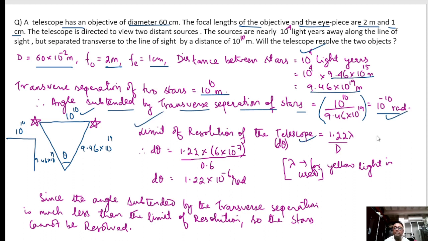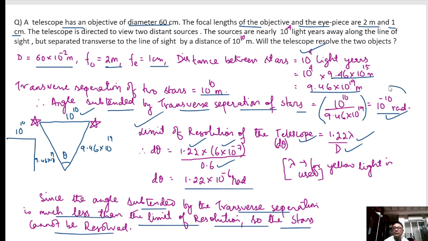The limit of resolution of the telescope is 1.22 lambda by d, with the diameter given to us. Since the angle subtended by the transverse separation is much less than the limit of resolution, the stars cannot be resolved. Watch here: the angle subtended by the stars at the telescope is this much, and the limit of resolution is this much. The angle is very much less than the limit of resolution, so we cannot see the stars.